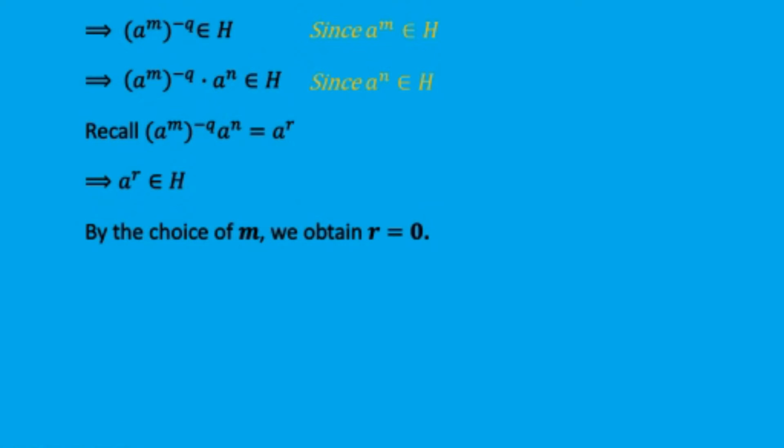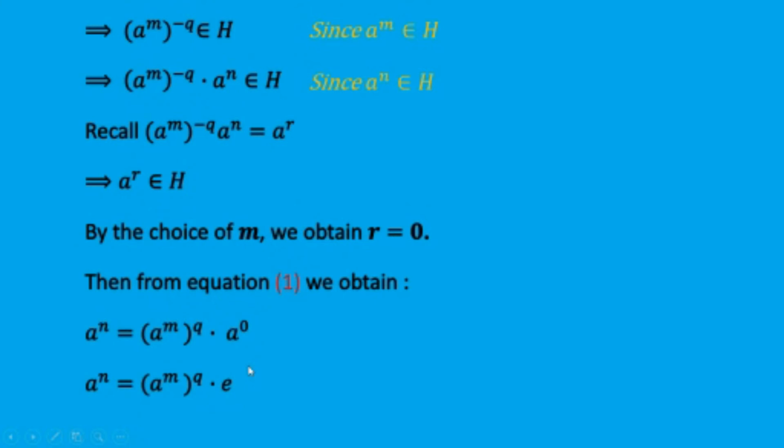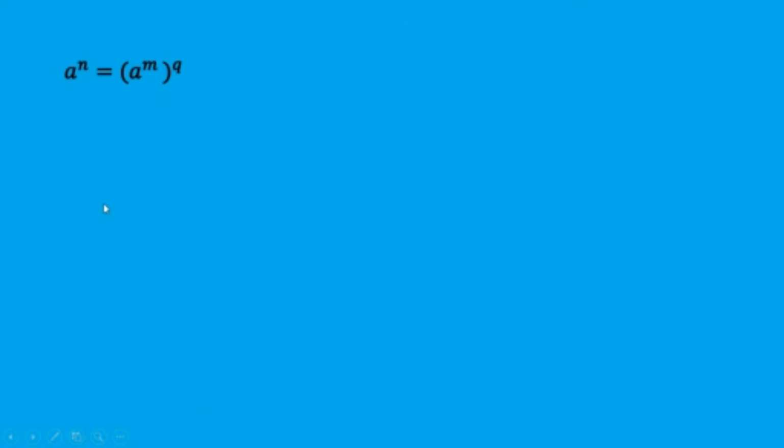Remember, M is the smallest positive integer, so R cannot be greater than M, so our R has to be 0. Then by substituting R in equation 1 above, we obtain this equation. We have A to the N is equal to A to the M to the Qth power times A to the power of 0. And we know that in groups, any element raised to a power of 0 is equal to the identity element. So we obtain this equation. So we have A to the N is equal to A to the M to the power of Q.